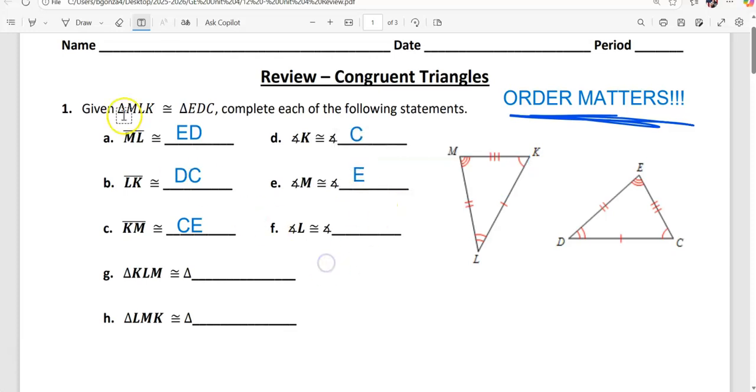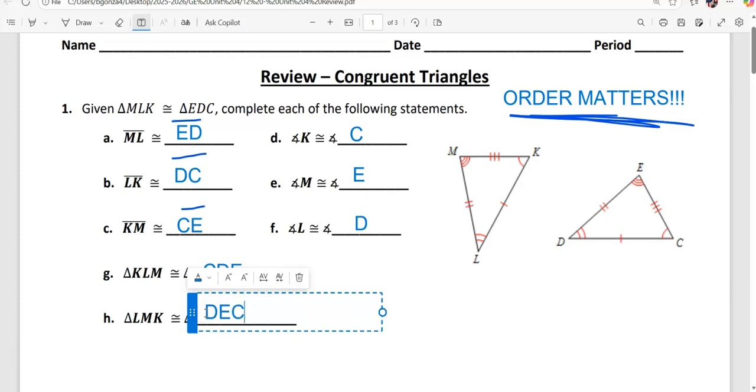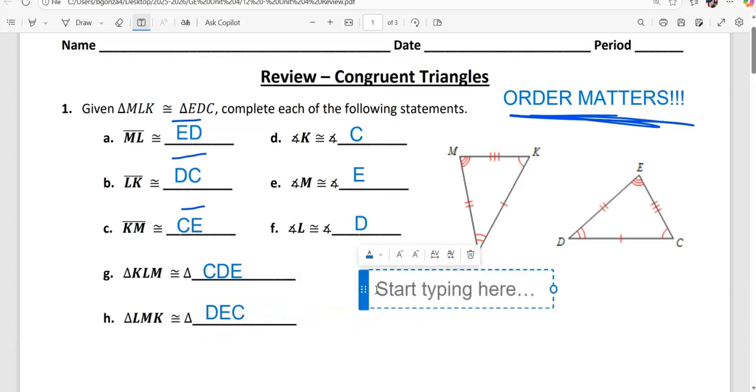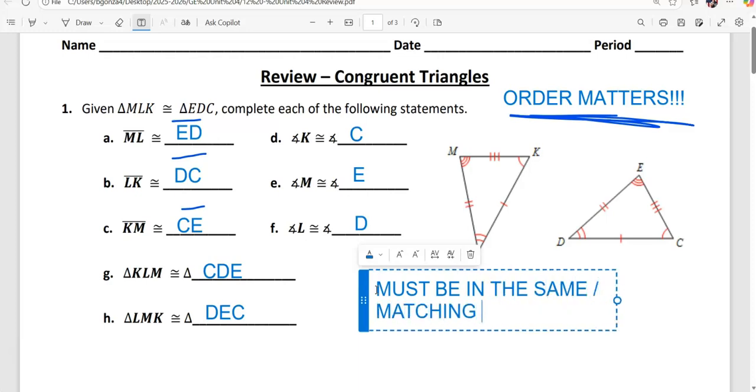You don't even need the picture. You can just look at this congruence statement right here. Middle letter, middle letter. The only thing you for sure want to do is have segments on top. Now KLM, from K to L to M, 321. 321 is CDE. LMK, let me know, is DEC in the same order. Must be in the same matching order.